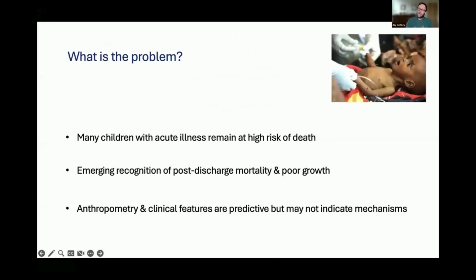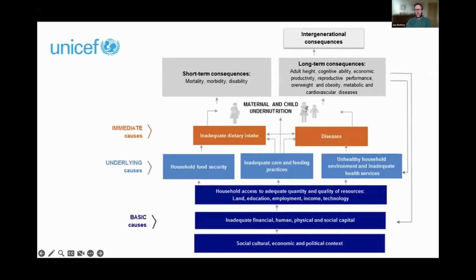We know that anthropometry and clinical features can predict death, but they don't always indicate the mechanisms that we should be targeting. We're also coming from both the critical care and nutrition background and are very aware of this UNICEF theoretical framework, which I think Hans mentioned. There are a lot of underlying factors which lead to children becoming severely ill and affecting their outcome, social and socio-economic factors leading to poor nutritional status and disease severity.